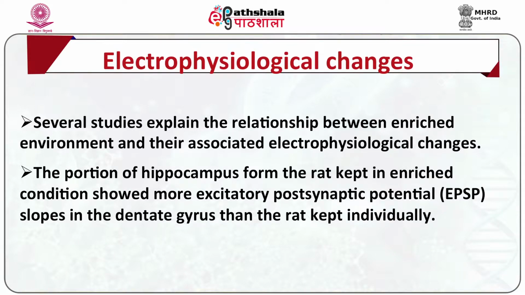Several studies explain the relationship between enriched environment and the associated electrophysiological changes. When a portion of hippocampus was taken from rats kept individually or from an enriched environment, it was found that excitatory postsynaptic potential, that is EPSP, slopes in the dentate gyrus were much greater in the enriched rats as compared to individually housed rats. Similarly, when rodents were exposed to a new complex environment, there were enhanced hippocampal field potentials.